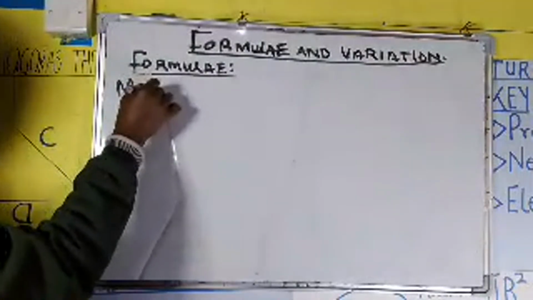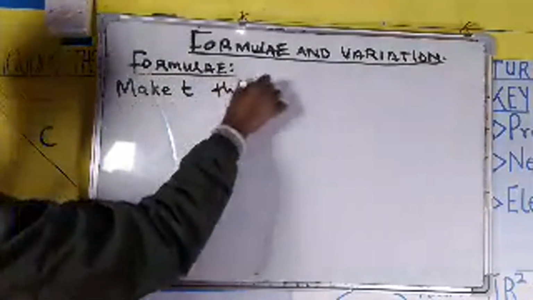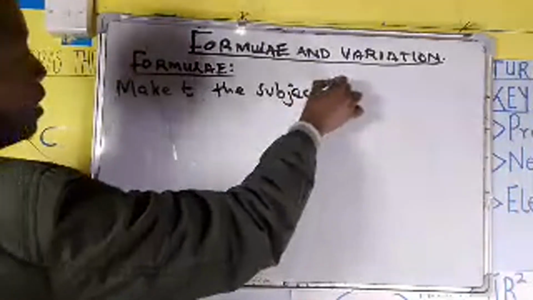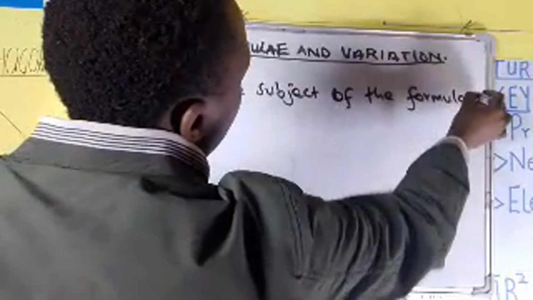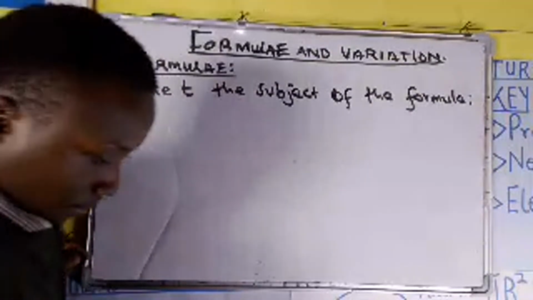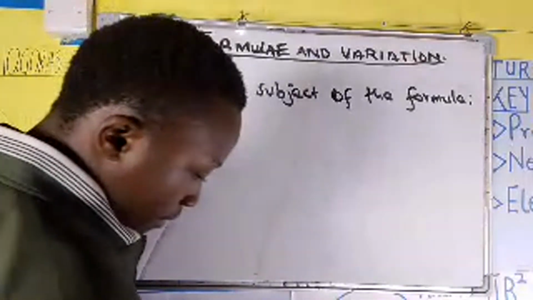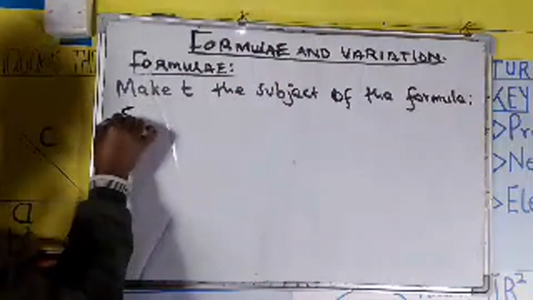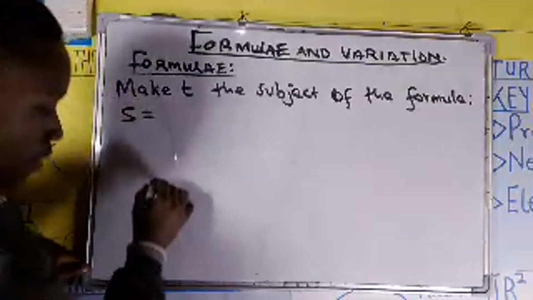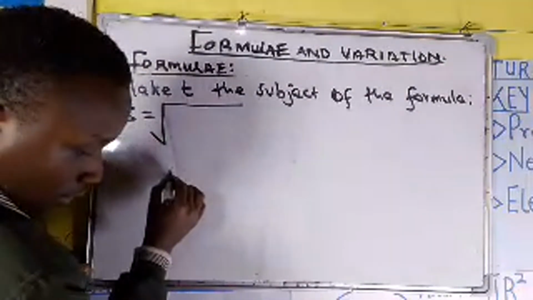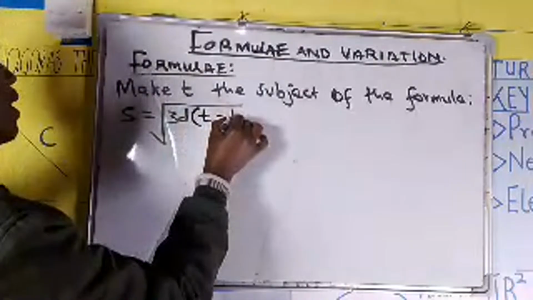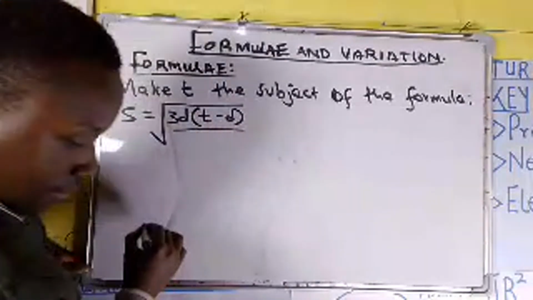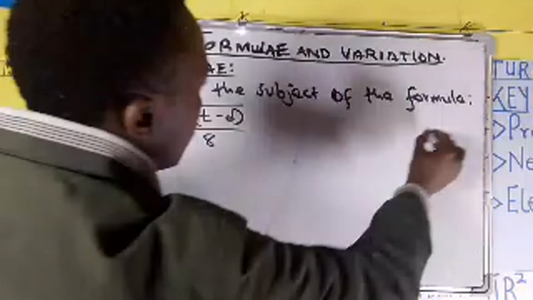Let us do another question. Make t the subject of the formula. S is equal to the square root of 3d into brackets t minus d, over 8. 3 marks.